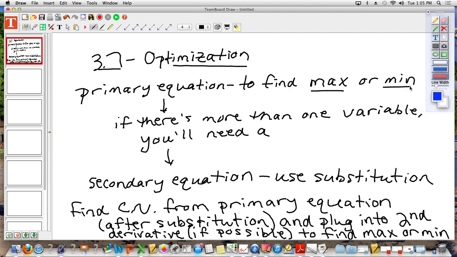So, all right, do you guys have all of this down? I'm going to give you an example now. Where is my example? This is the example.